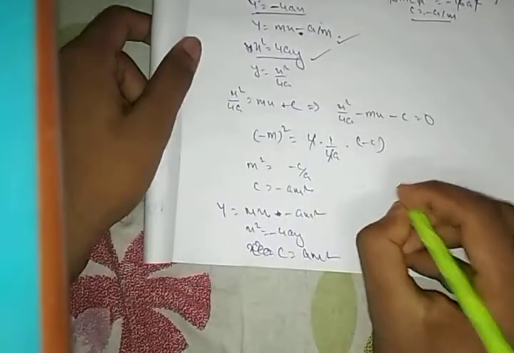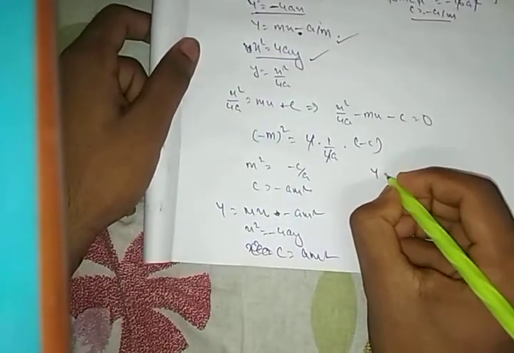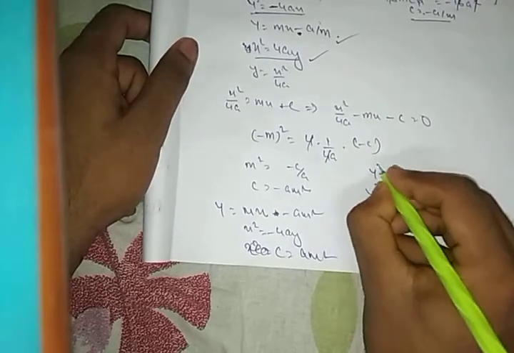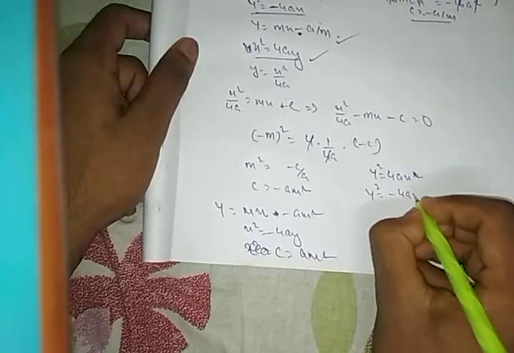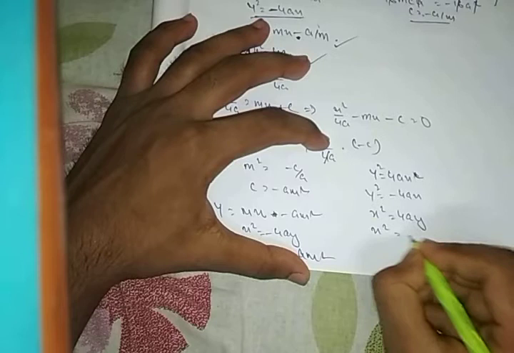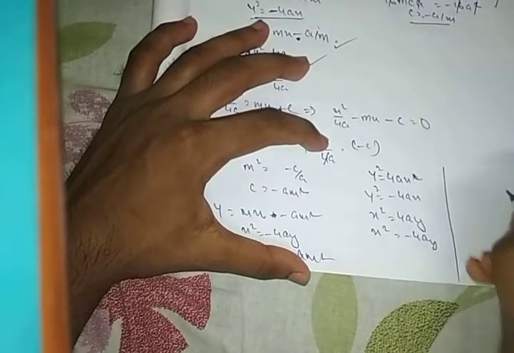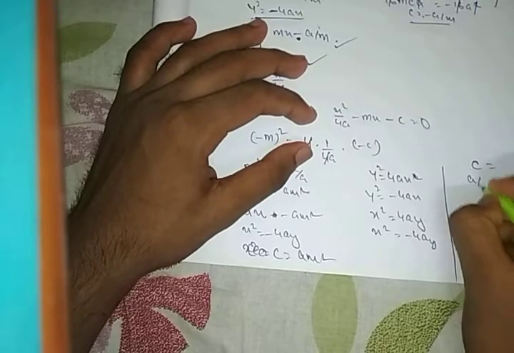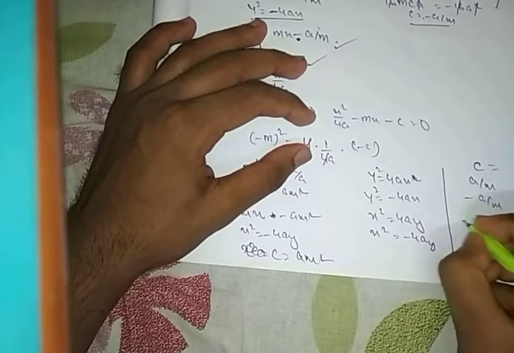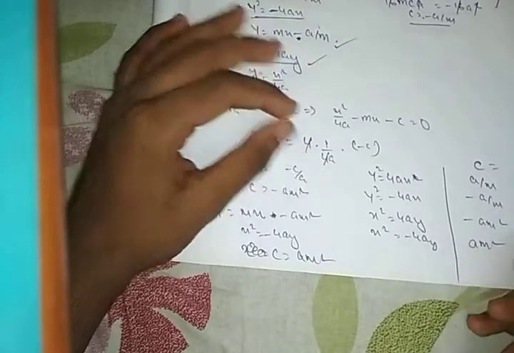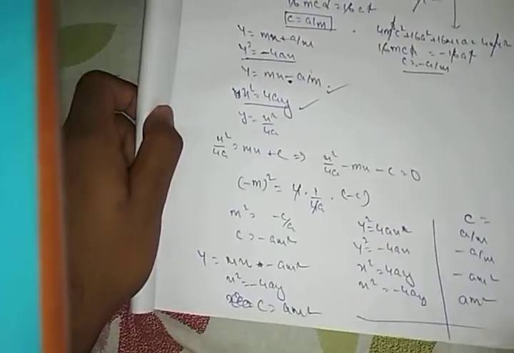So what are the equations of tangent for the respective parabolas: for y square equal to 4ax, for y square equal to minus 4ax, for x square equal to 4ay, and for x square equal to minus 4ay. The values of c are a by m, minus a by m, minus am square, and a m square. Okay, so it's easy. Let's proceed.